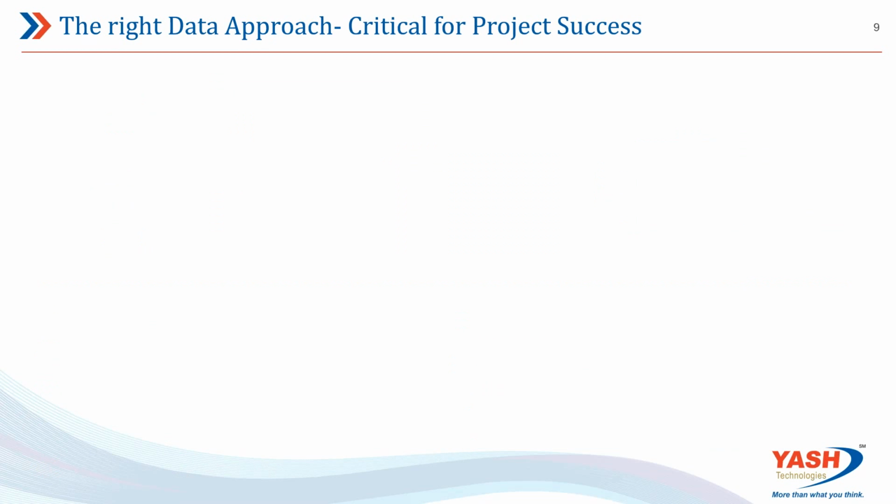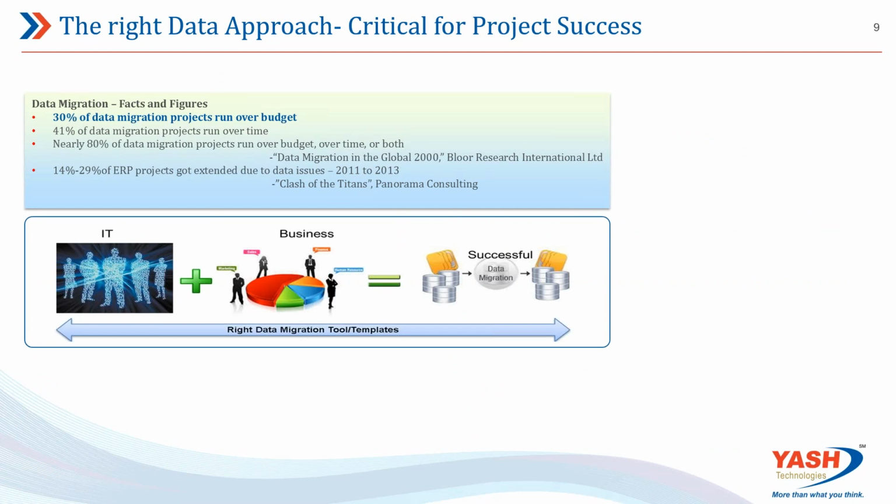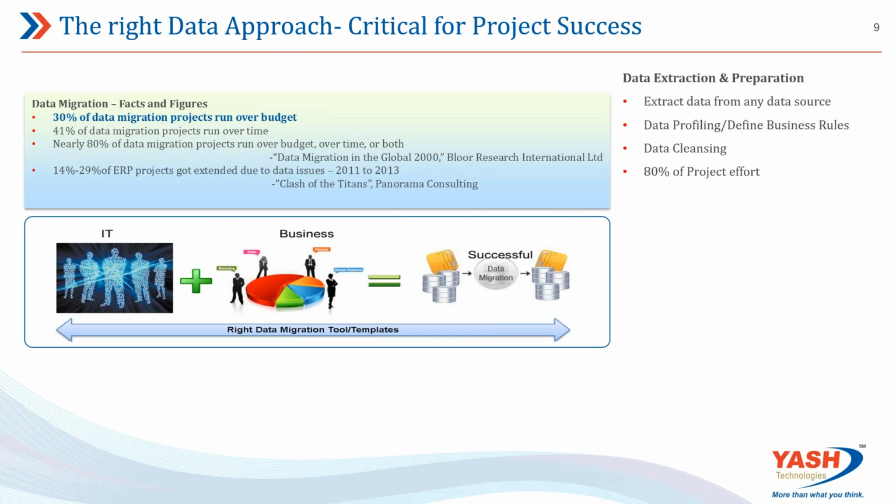Now, when it comes to implementation, a right data approach is critical for a project's success. So here are some facts. 30% of data migration projects run over budget. 41% of migration projects run over time, and a lot of projects run over budget and have delays in execution. The reasons being not following industry best practices, not implementing the right tool to do the process, and also the participation of IT and business, which is very, very critical for successful data migration and data management projects.